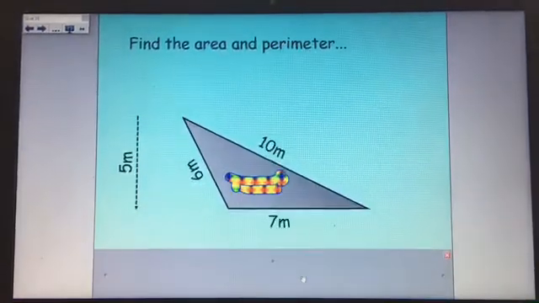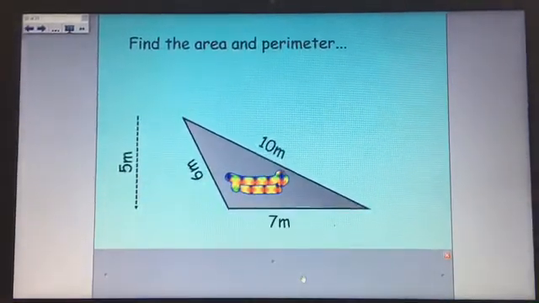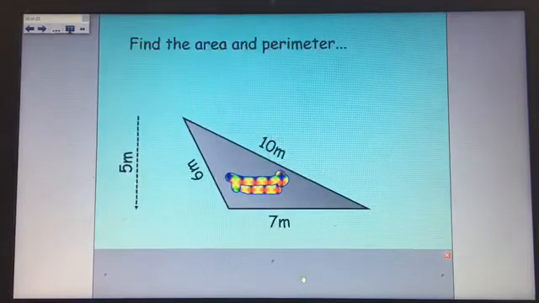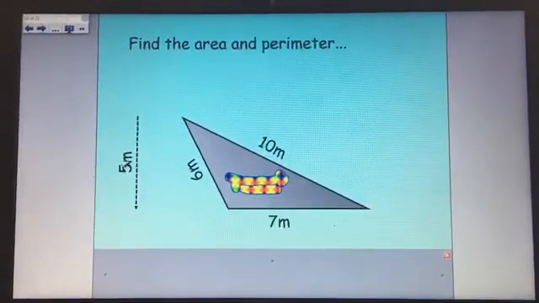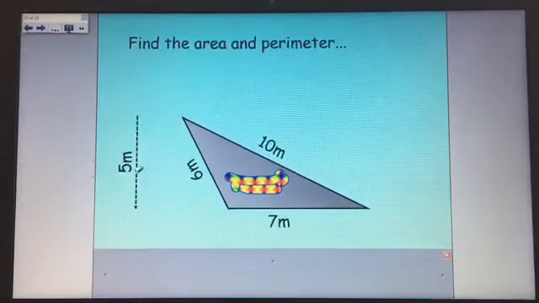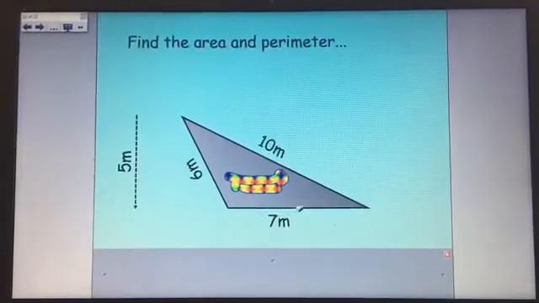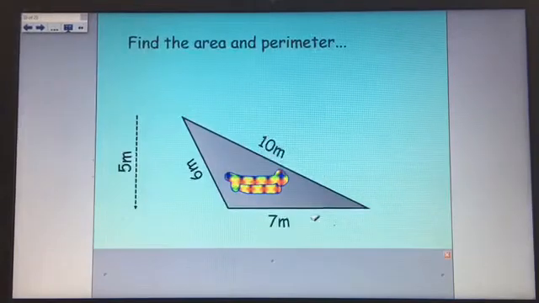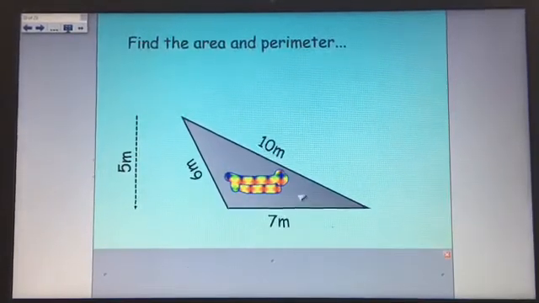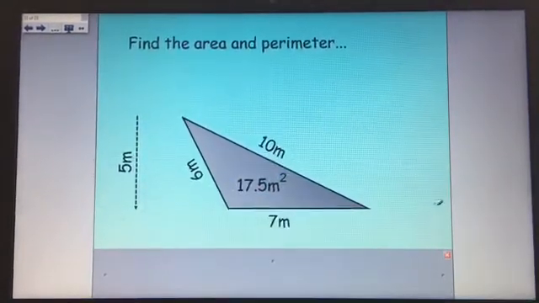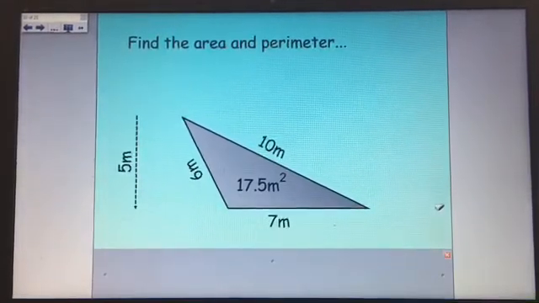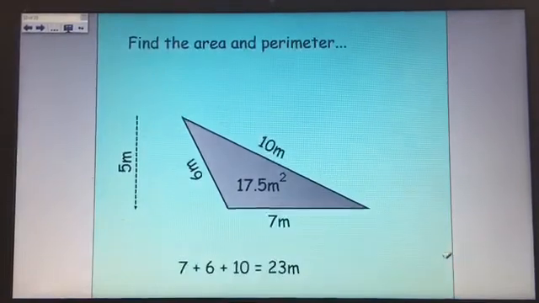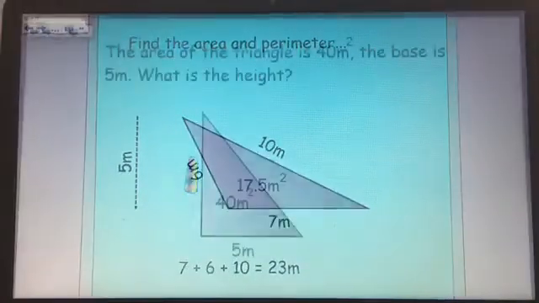Next one. Again, pause it if you want to have a go on your own. If not, you should work out that it's the base times height. So 7 times 5, because 5 is the height, not 6, and half it. So the area, 7 times 5 is 35. Half of 35 is 17.5 meters squared. And the perimeter would be 7 add 6 add 10, which is 23 meters.